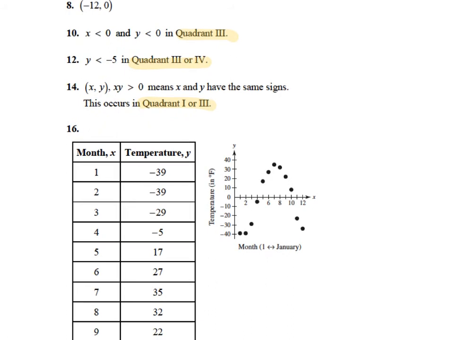16, your scatter plot should have looked something like this. This scatter plot tells me I wouldn't live wherever this is because it's cold as heck. Yeah. Like if your peak is 30 something, no thank you.